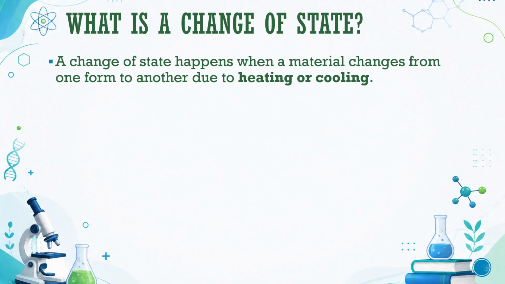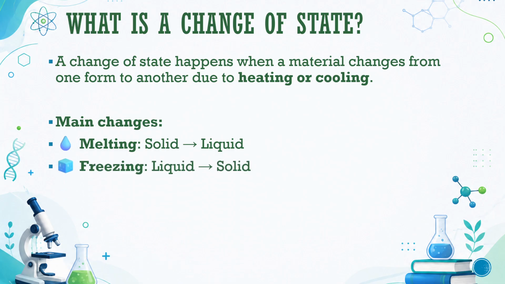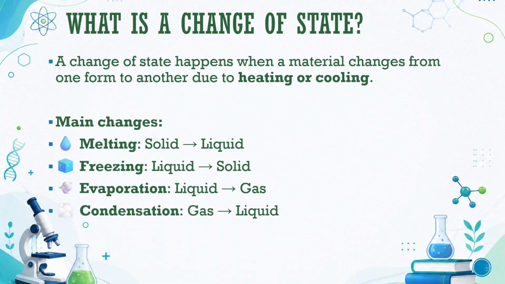For this change of state to happen, we need either heating or cooling processes. So, heat energy has to be either added to or removed from the particles of the matter in order to change its form. The main changes of state are melting, that is converting a solid into a liquid; freezing, converting a liquid into a solid; evaporation, that is a liquid converting to gas; and condensation, that is a gas being converted into a liquid.